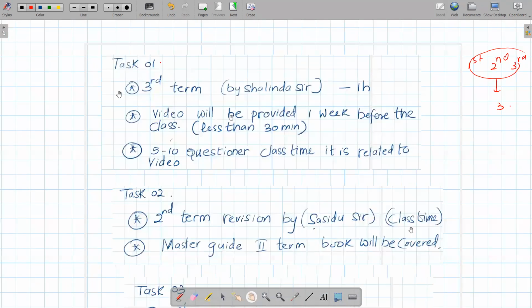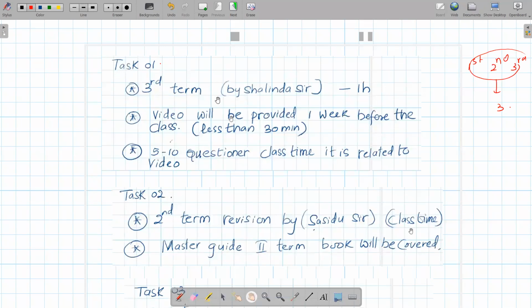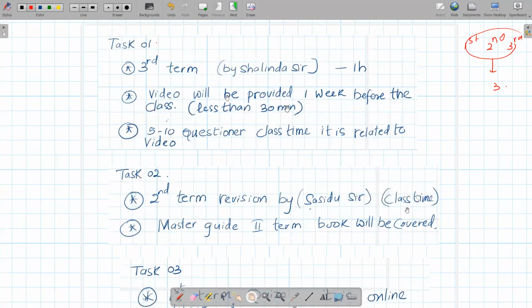So how do we cover the first term, second term, third term? The third term will be done by me. We will arrange a small video session before the class. One week before the class, I will put the video on YouTube, and I will put the link also. Then you have to go through this video because I will teach this theory part in the classroom also. But before that, you have to prepare well and come to the class. This is less than 30 minutes, mostly 20 minutes, 15 minutes.